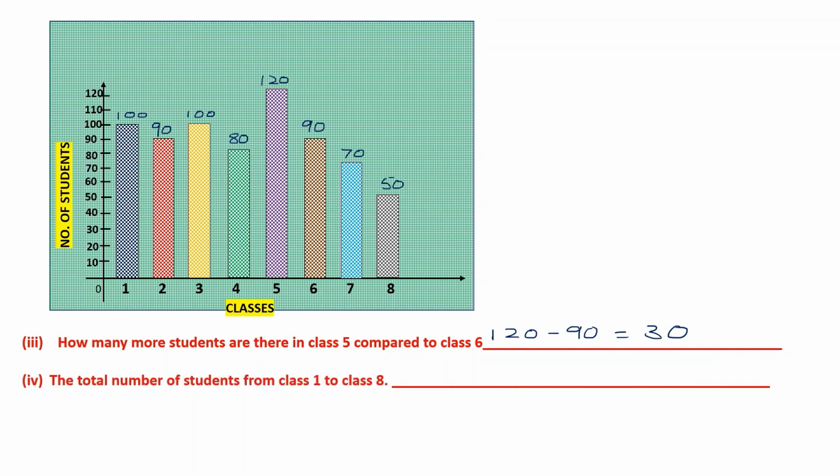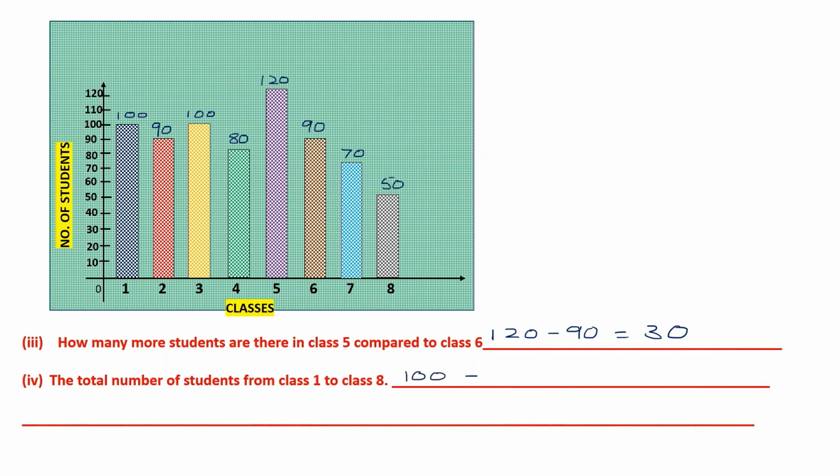Question 4. We need to find the total number of students from class 1 to class 8. So let's write down all the students from class 1 to class 8 and then add it up. So we have 100 plus 90 plus, in class 3 we have 100 again, then class 4 we have 80, plus class 5 is 120, then class 6 is 90, class 7 is 70, and class 8 is 50. So let's add up all these now.